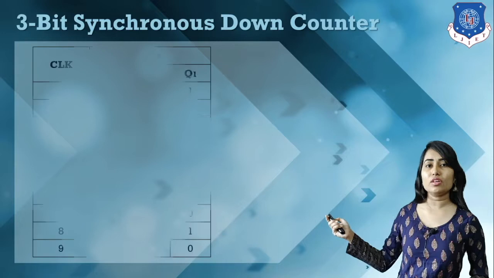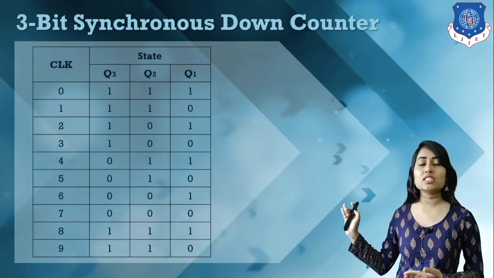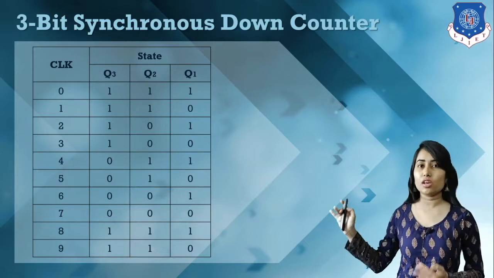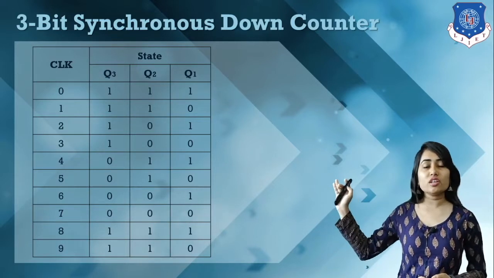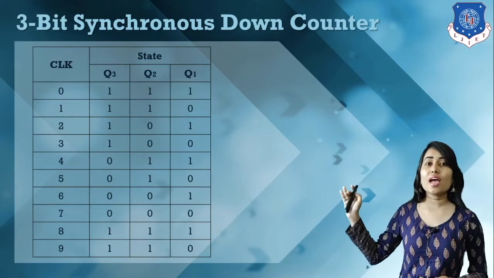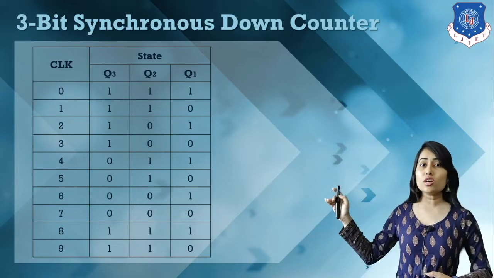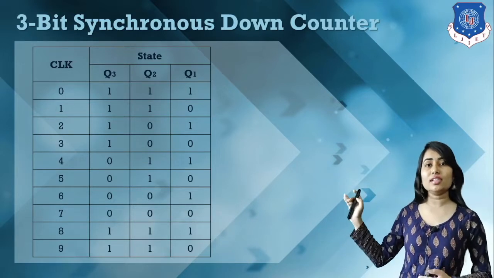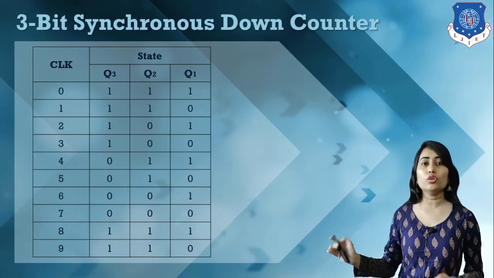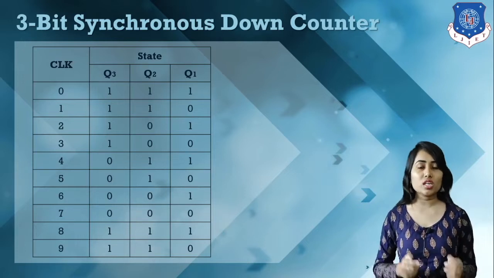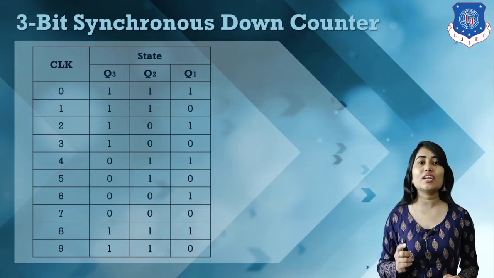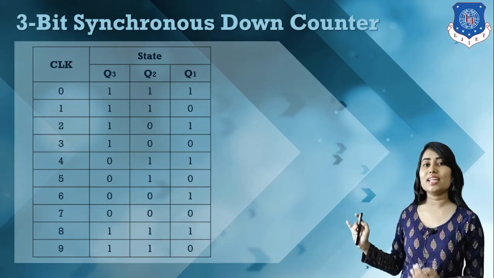So here we have this table. In this 3-bit synchronous down counter, our flip-flops will count in this manner. We have an initial value of 0 0 0 when no clock signal is applied. Then when the clock signal is applied, first we have 1 1 1, then 1 1 0, then 1 0 1 and so on. So we have 7, 6, 5, 4, 3, 2, 1, 0, and again starting from 7. So this is basically a down counter.